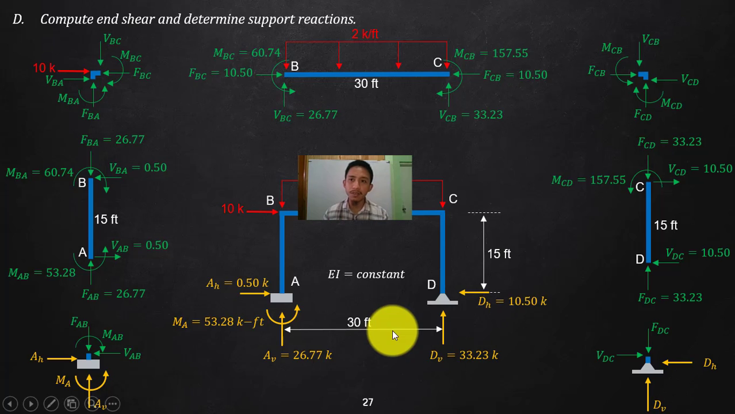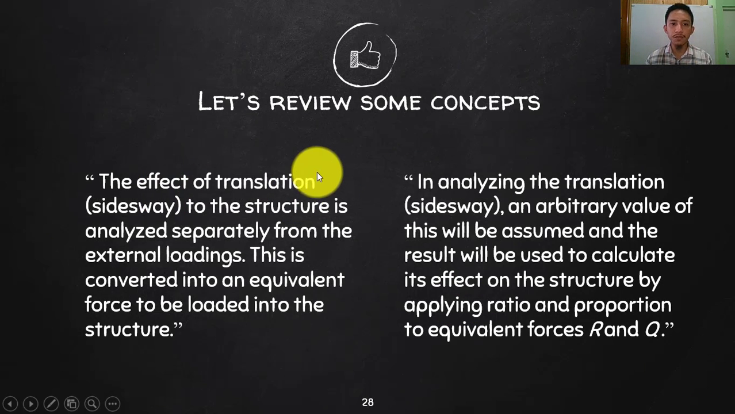So that is the analysis of indeterminate frame with Sidesway using your moment distribution. So this is what you should put in mind, okay? The effect of translation or the Sidesway to the structure in using your moment distribution is to be analyzed separately from the external loadings. So how to do that is to restrict your Sidesway and then get the equivalent force of that to be loaded as a separate load on the effect of your Sidesway.